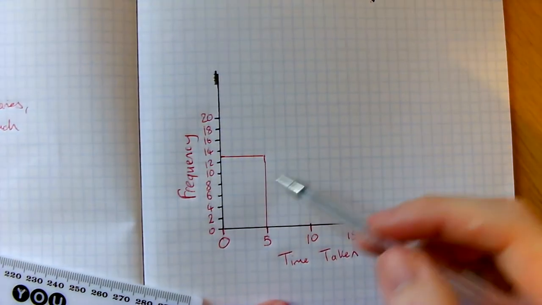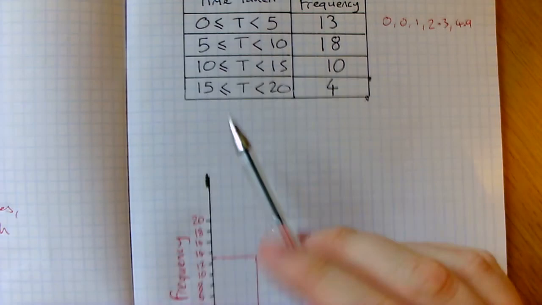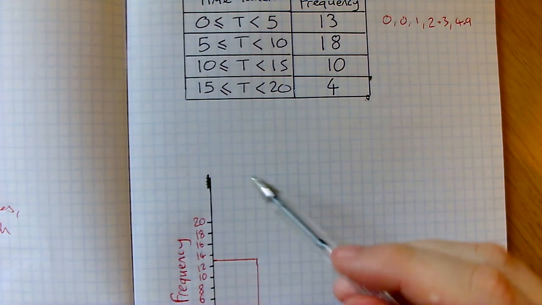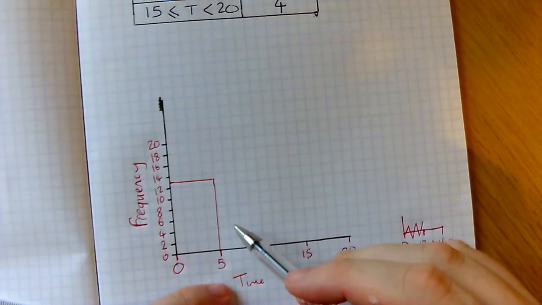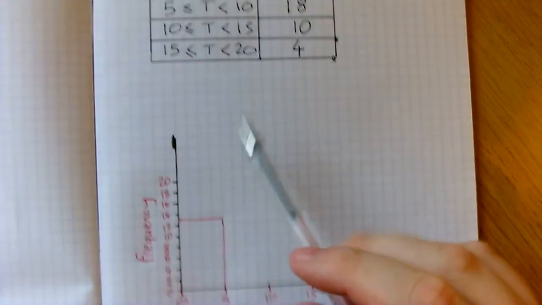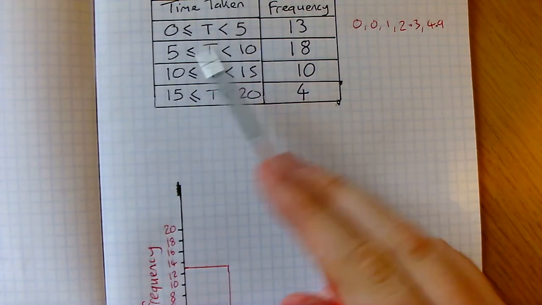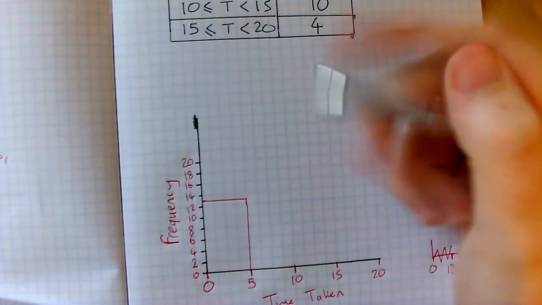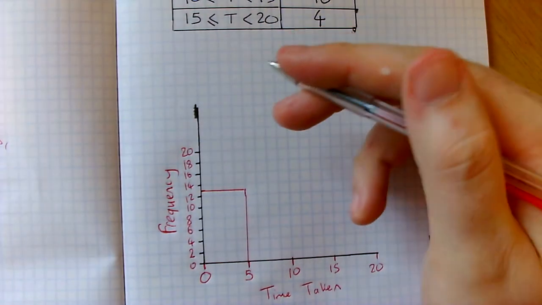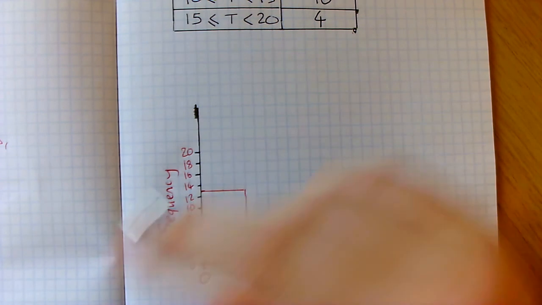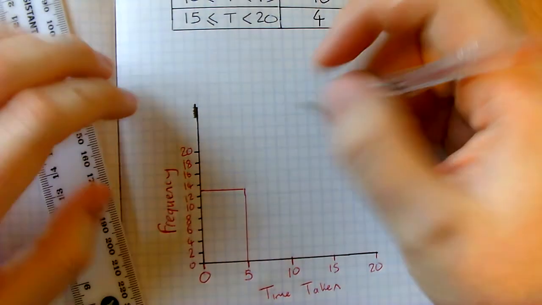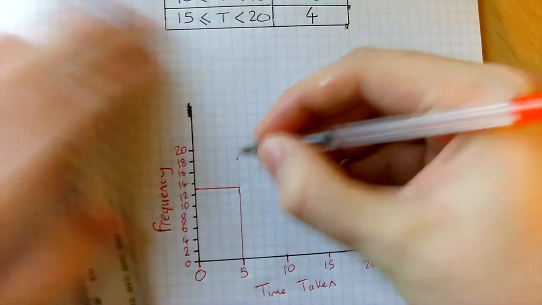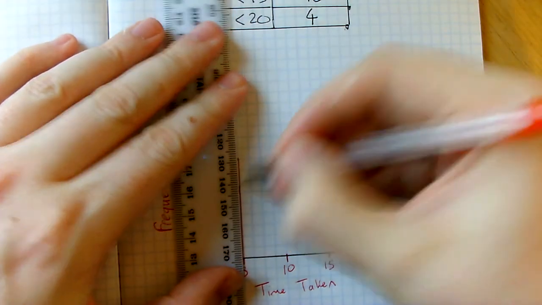Now what's important is that my next bar, which is essentially time is equal to or greater than 5 or less than 10, that's 18. These bars can touch, okay, because these literally are next to each other. They are touching, essentially. So the bars should touch as well, and this is what makes it different to a bar chart, because bars technically shouldn't touch. This is a type of bar chart, of course, it's just not the one you're used to. So 18 is here, so I'm going to just draw that.